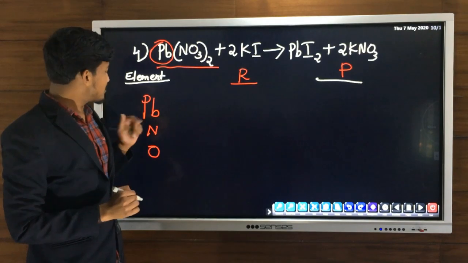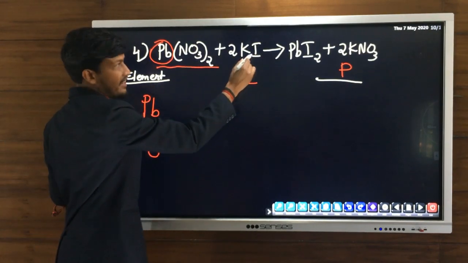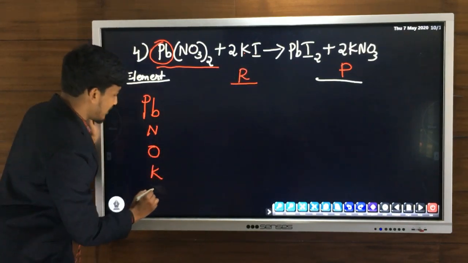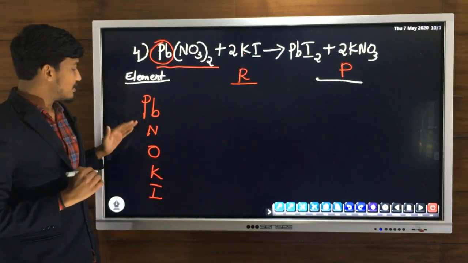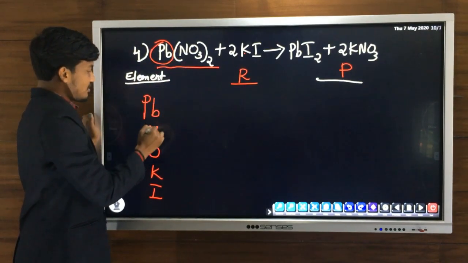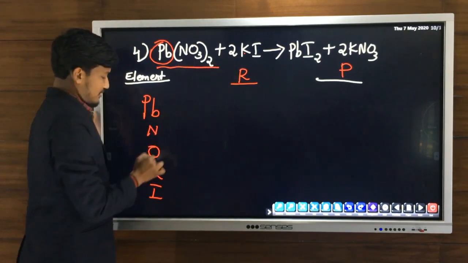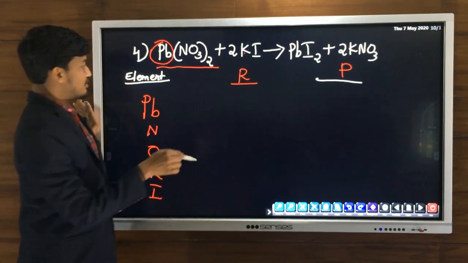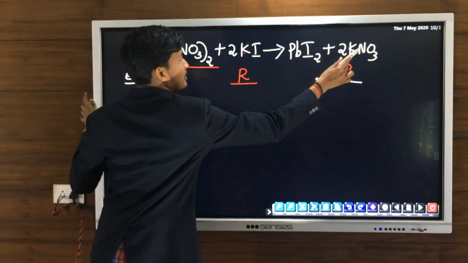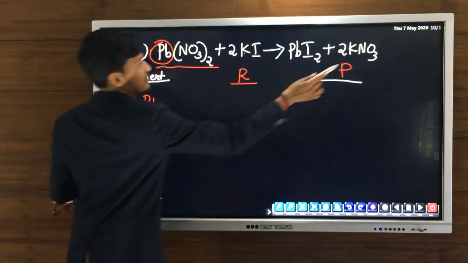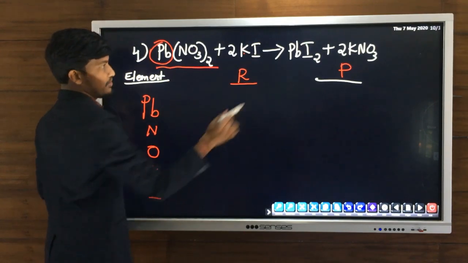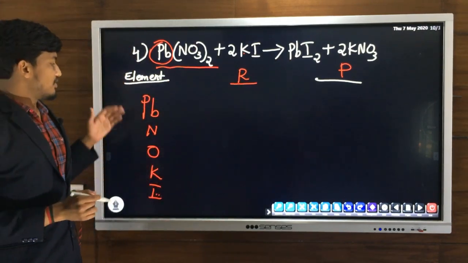Then the second reactant is KI, potassium iodide. K is potassium, and capital letter I is iodine. So these are the atoms present in this equation: Pb, lead, nitrogen, oxygen, K, potassium, and iodine. On the right side we have the same elements: Pb, then N in KNO3, oxygen, then K, and the last one, iodine. Now we are going to count.